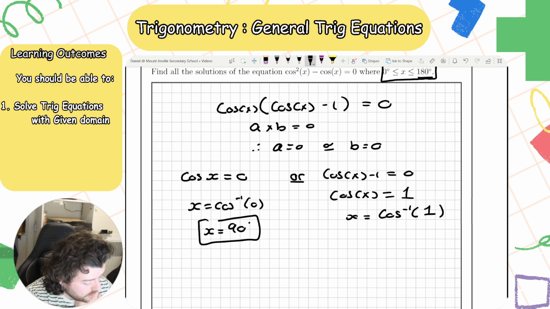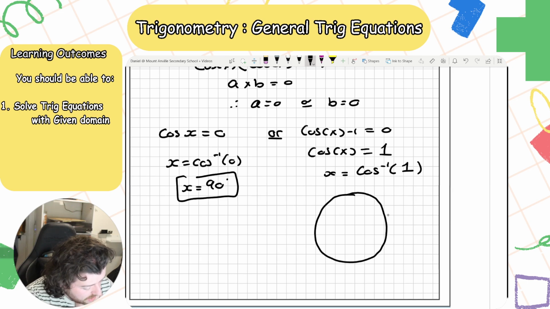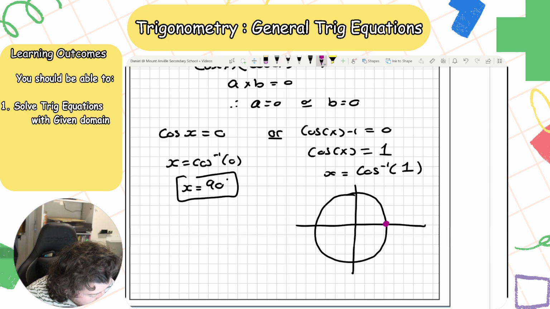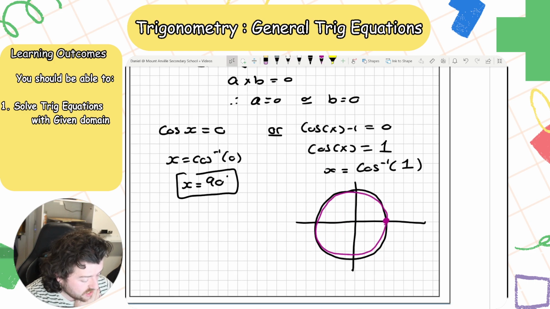X is going to be equal to cosine inverse 1. So if you can kind of recall here on my unit circle, right? Remember here, cosine is my x value. So I'm looking for where cosine is 1. It's here when my reference angle is 0, but it's also back here when my reference angle is equal to 360 because I did a full rotation. But my domain is only up to 180. So I actually only need the first one here, which is x is equal to 0 degrees.